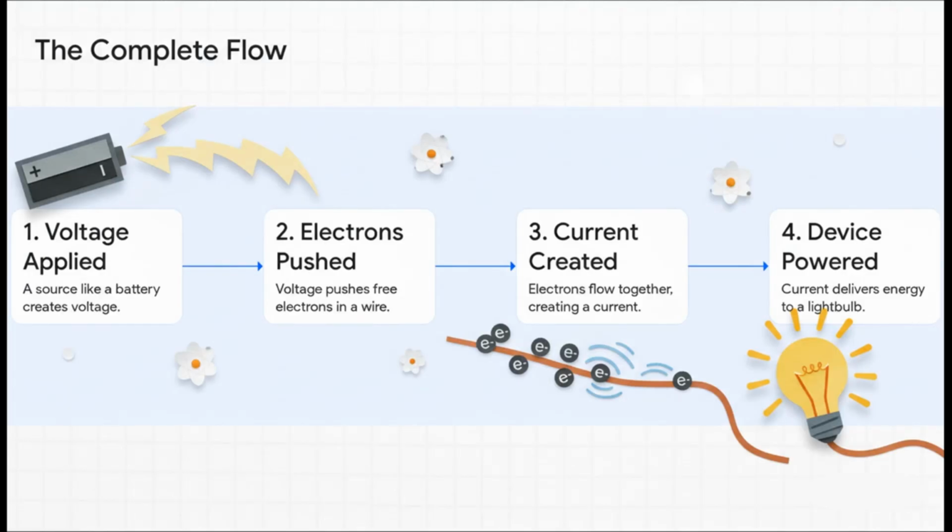So here it is, the whole sequence from start to finish. First, something like a battery applies voltage, that's our push. Second, that voltage pushes the free electrons in the wire, getting them all moving in an organized line. Third, that organized flow is the electric current. And finally, that current is what delivers energy to something like a light bulb, making it glow. It's this beautiful, simple chain reaction.